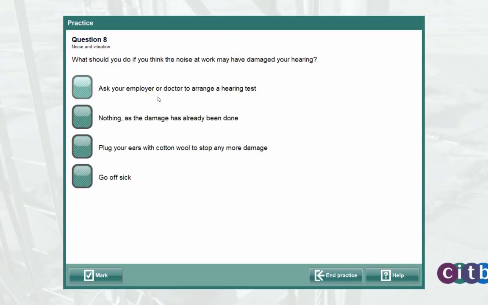What should you do if you think the noise at work may have damaged your hearing? Ask your employer or doctor to arrange a hearing test. Nothing, as the damage has already been done. Plug your ears with cotton wool to stop any more damage. Go off sick.